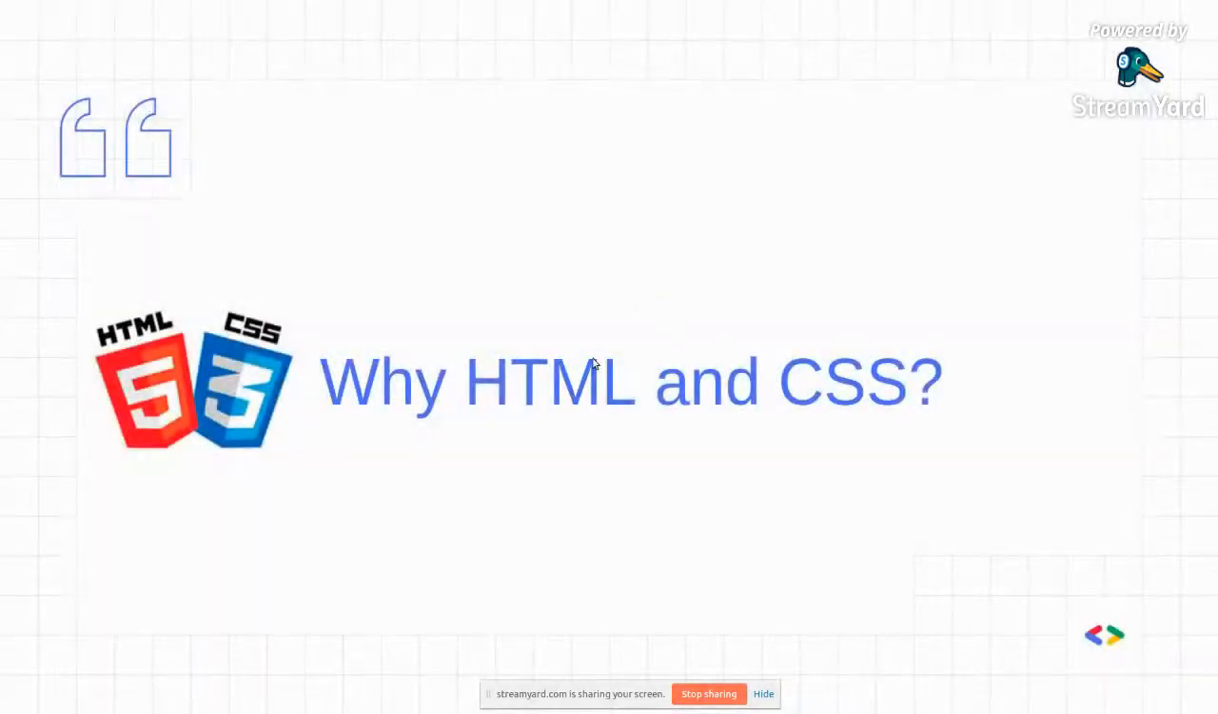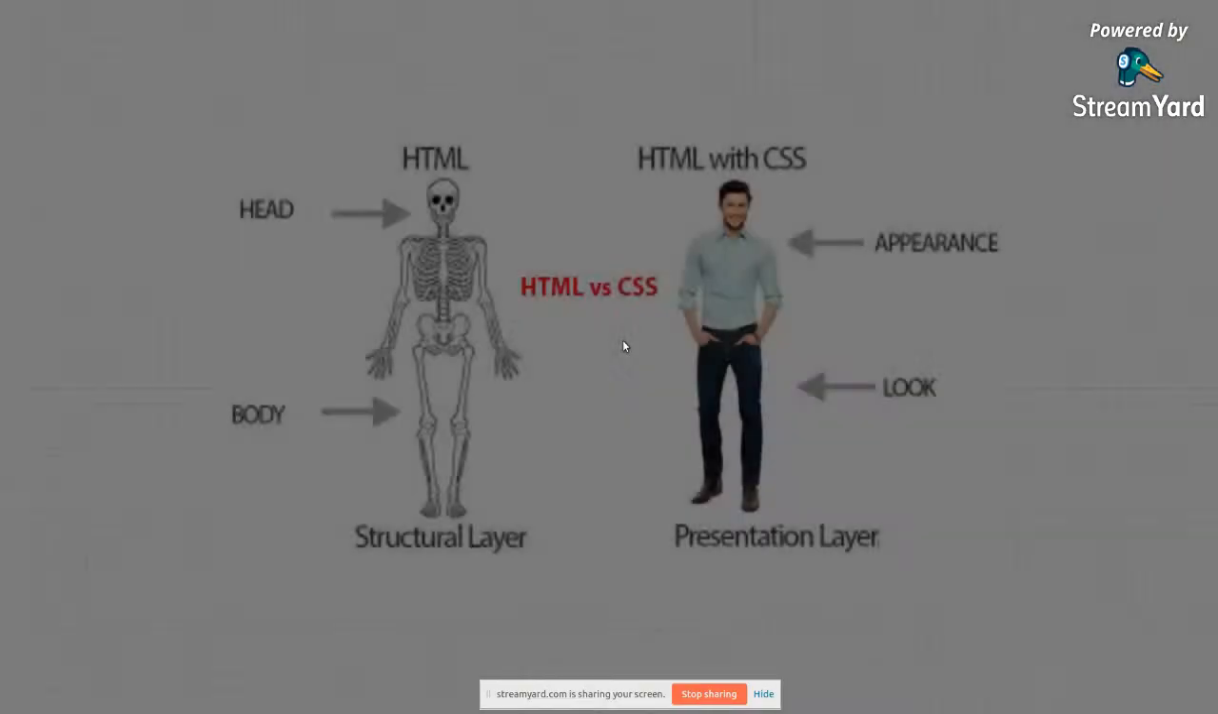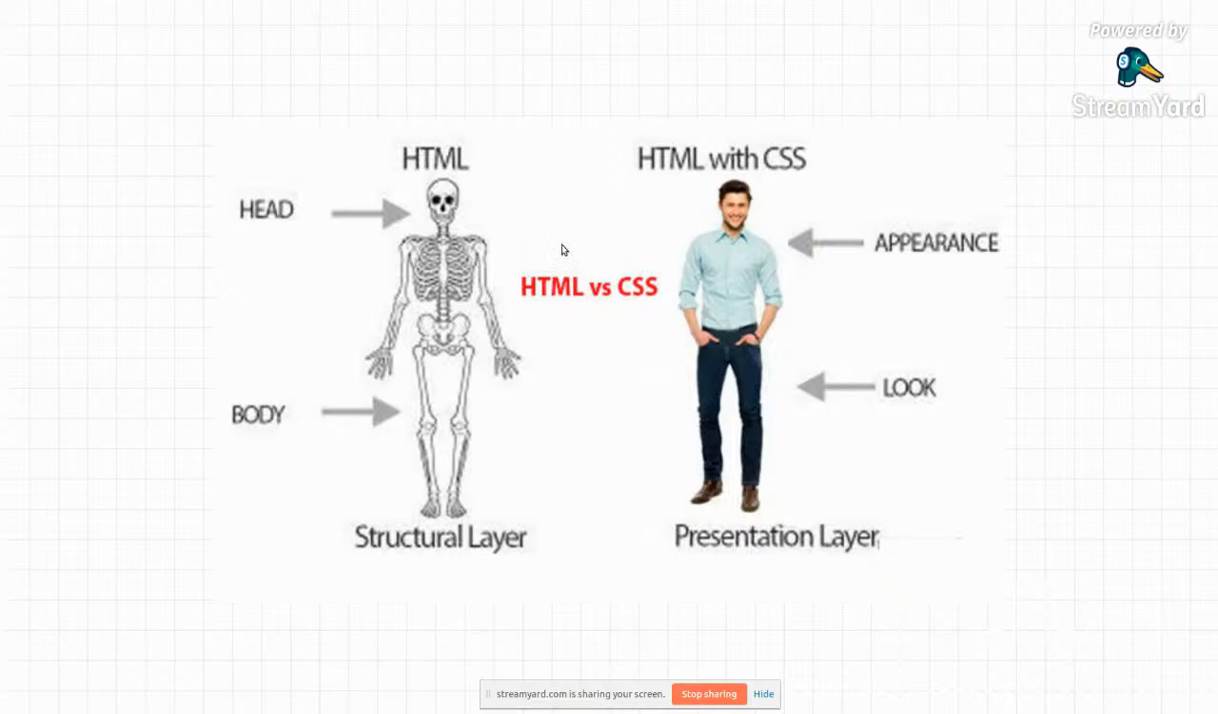So the main part of today's workshop is why HTML and CSS. HTML is the basic structure of any website. This is how a website looks with HTML, and this is how it looks with CSS. HTML contains head, body, etc., but it doesn't have any styling. If you need styling, CSS helps you; it's a presentation layer. CSS helps you to design websites really well, and it makes the appearance good.